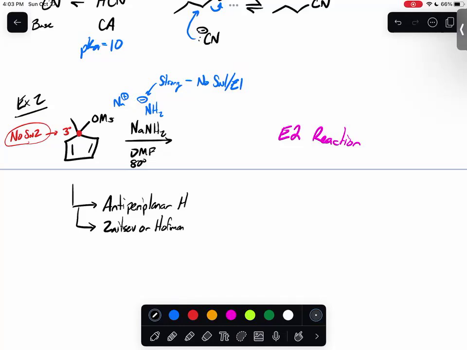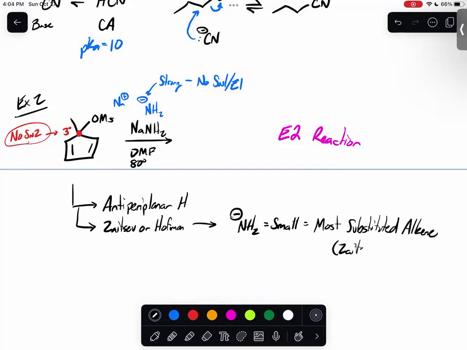So, looking at this exact reaction, let's start by talking about is it Zaitsev or Hofmann? Well, the base is NH2 minus, right? Which means that this thing is relatively small. And as a reminder, small bases are much better at forming the Zaitsev product or the most substituted, right? So this will form the most substituted alkene as it is Zaitsev.